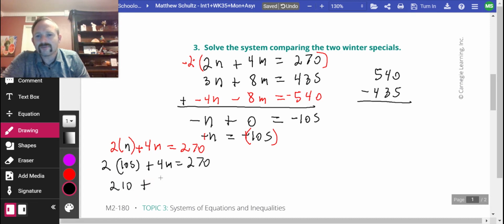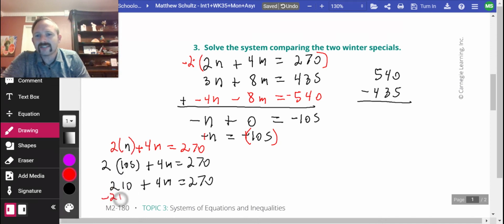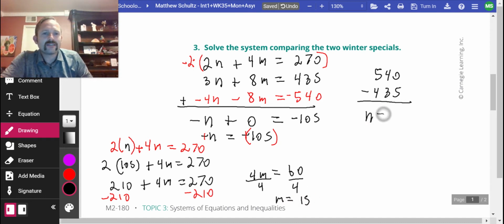210 plus 4m is equal to 270. And when I subtract 210 on both sides, I'm going to get 4m is equal to 60. And if I divide by 4, I'll get m is equal to 15. So I know n is equal to 105 and m is equal to 15.